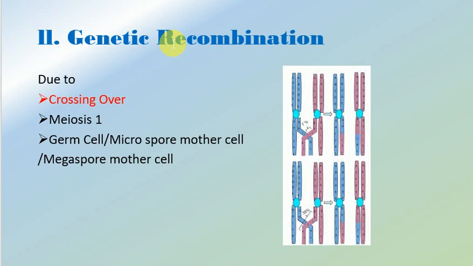Two different kinds of genes get recombined with each other, and we can have newer combinations of genes. That genetic recombination occurs in prophase 1 of meiosis, and the main process during which it occurs is known as crossing over. Due to the crossing over of the chromatids, we can have new recombinations in the new generation, and that genetic recombination occurs in the germ cells, that is, the microspore mother cell or the megaspore mother cell.